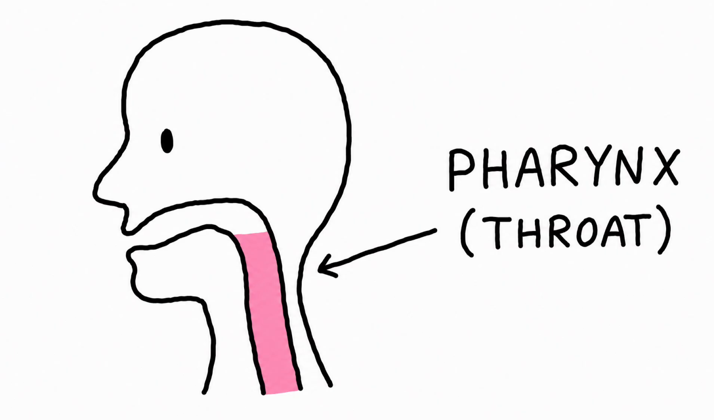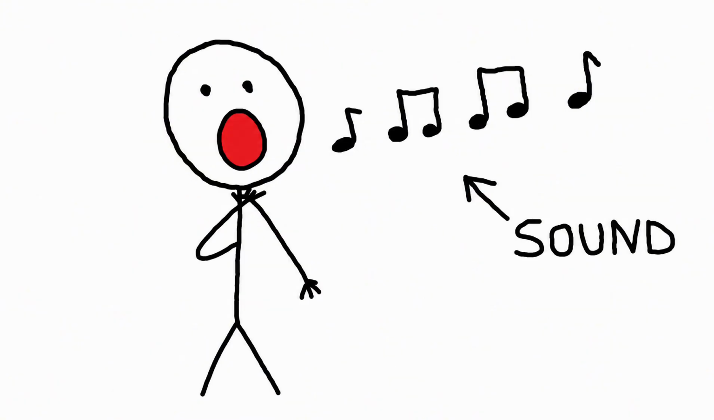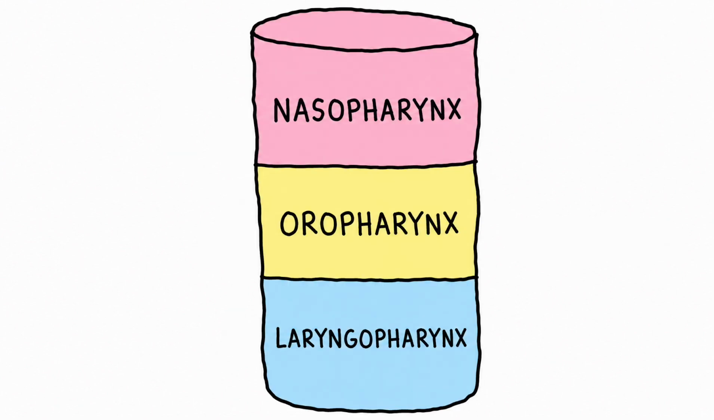Then we have the pharynx, also known as the throat. And this is the space posterior to the nasal cavity, oral cavity, and the larynx. And this is the passageway for food, liquids, and air. And this aids in sound production. Now, there's three portions of the pharynx. There's the nasal pharynx, oral pharynx, and the laryngeal pharynx. Okay.